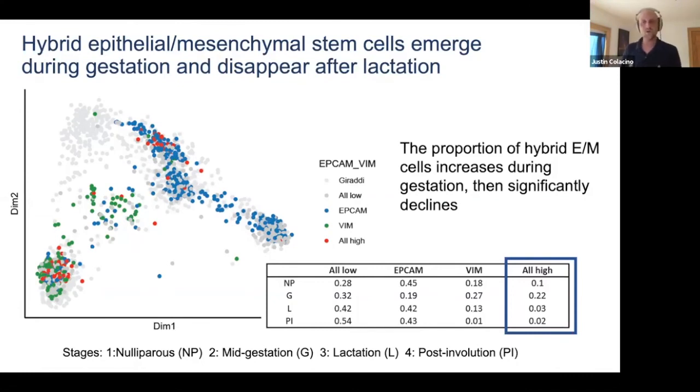So here we scored cells based on their co-expression of EpCAM, an epithelial marker, and Vimentin, the mesenchymal marker. And then we could see that in the nulliparous animal, it's about 10% of cells meet that criteria. Those animals during gestation, that number jumps to almost a quarter of the cells. So we're seeing this like expansion of these hybrid cells. As we move through lactation, that number drops precipitously, and then post-involution, it's even lower.